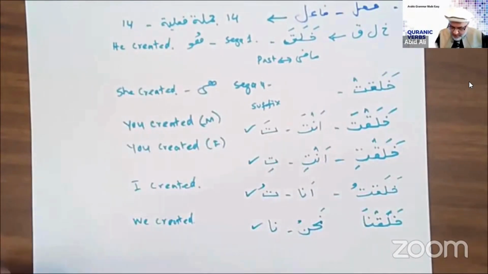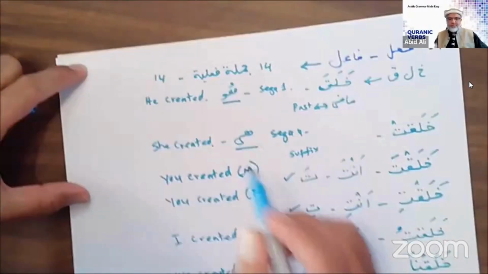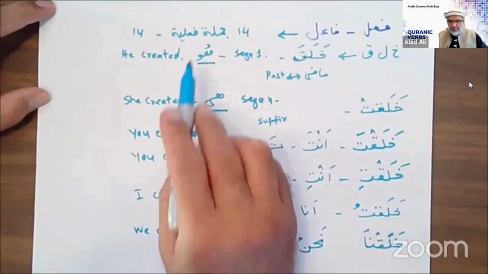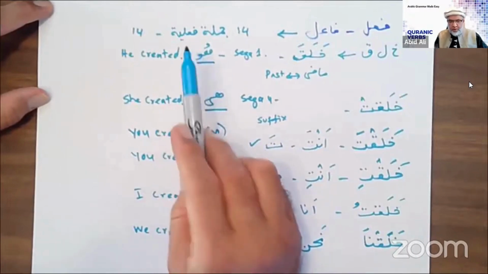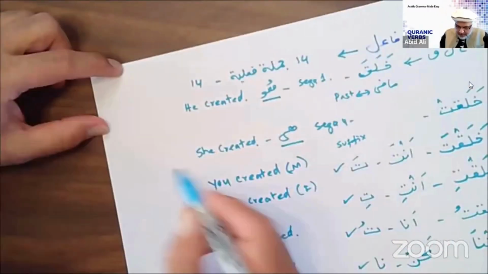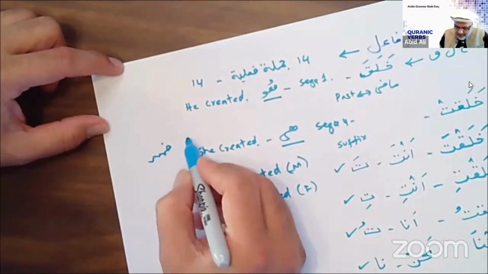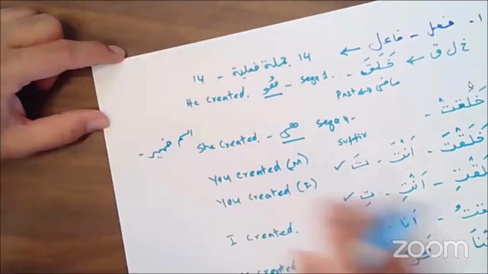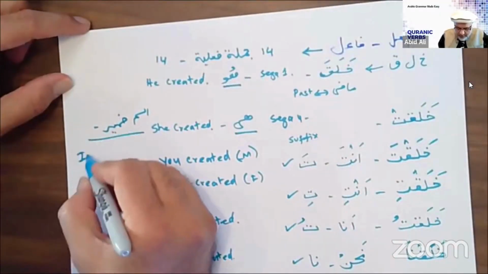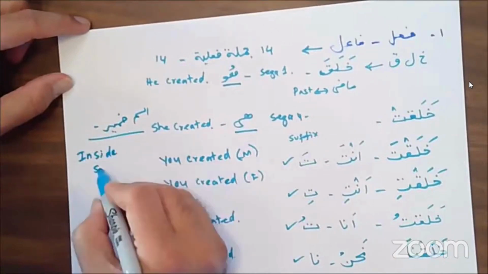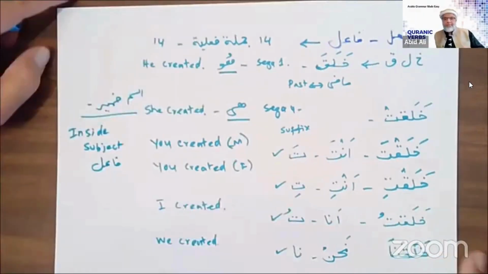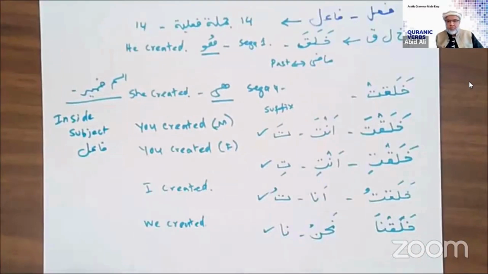And these are the hidden ones, because this is mustatir, this is mustatir. Siga number 1 and Siga number 4, we have no suffixes. We take huwa as a whole, but we say it is hidden inside. What is the name for these? These are known as Ism Dhamir. When we have Ism Dhamir, we are talking about the fa'il, the subject, inside.